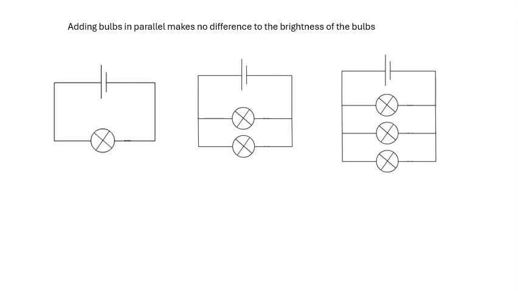If you measure the current coming from the power supply, like the current here, that's meant to be an arrow going that way, the current there might be, let's say, 1 amp, then the current there would be 2 amps, the current there would be 3 amps. So the power supply has to do a lot more work, but each bulb gets the same voltage and has the same current flowing through it.